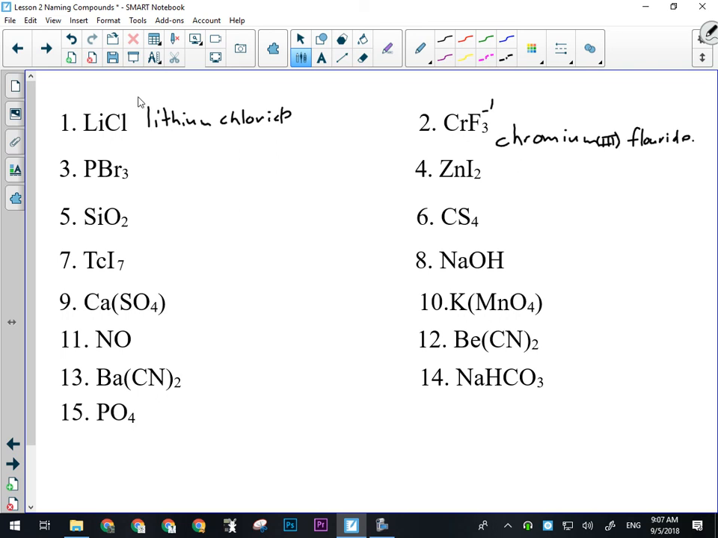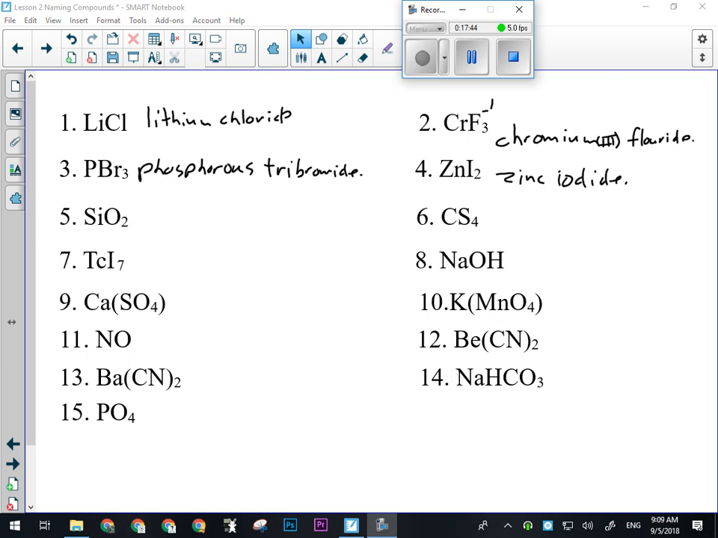Okay, and then number 3, ionic or molecular? It's molecular. Okay, so this stuff is going to be phosphorus tribromide. Okay, and number 4, ionic or molecular? Okay, does it need a Roman numeral? It does not. Okay, this is just zinc iodide. All right, seems like we get it. Keep going, guys.